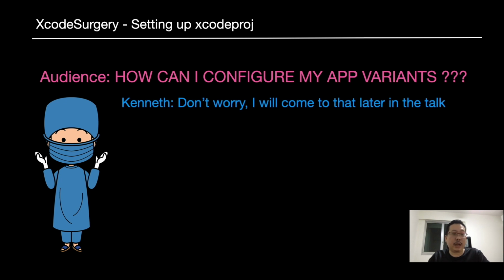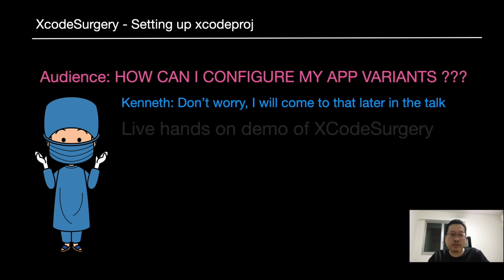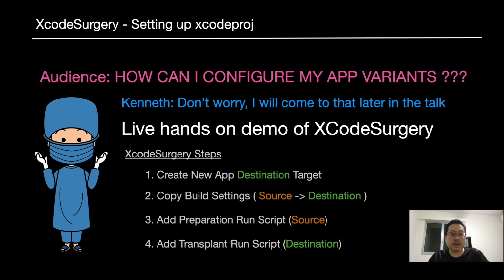Now let's do a live hands-on demo of XcodeSurgery and go through these 4 steps. Number 1, create a new app destination target. Number 2, copy the build settings from the source target to the destination target. Step 3, add a preparation run script. Step 4, add a transplant run script.